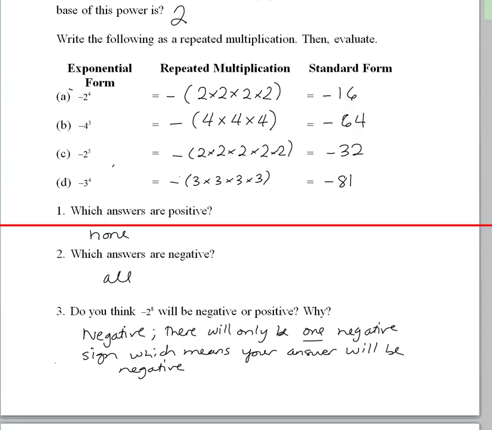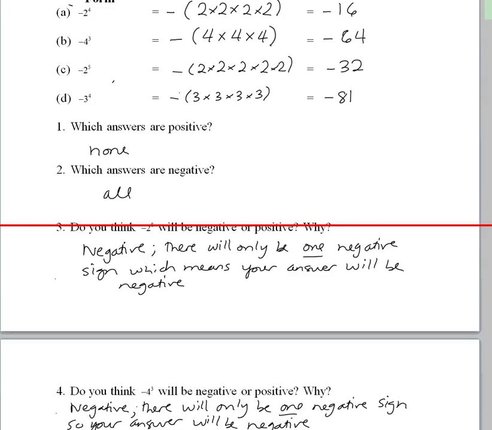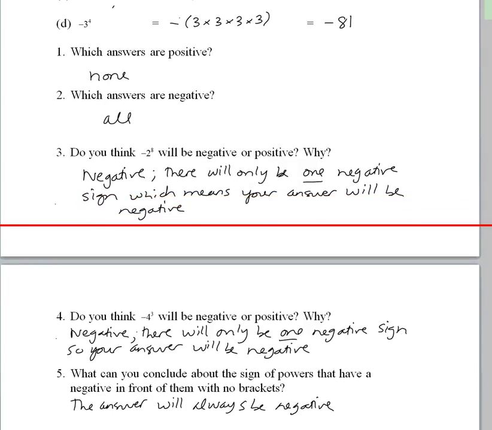So if we look at the answers, what you're going to notice is all of them result in negative answers. The reason for that is the negative sign does not repeat, and so the negative sign only occurs once. So the question, which answers are positive, the answer would be none, and which answers are negative, all of them are. So if we had to predict, what about -2 to the 8 without brackets, what do you think?